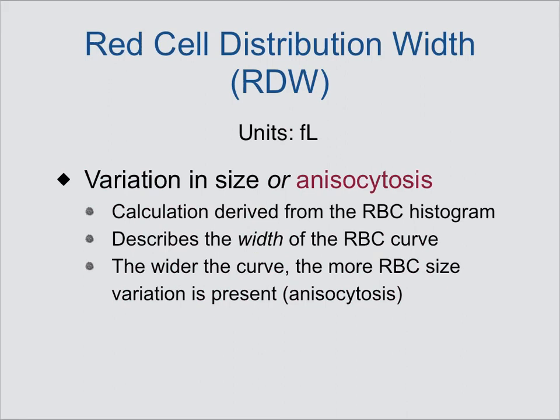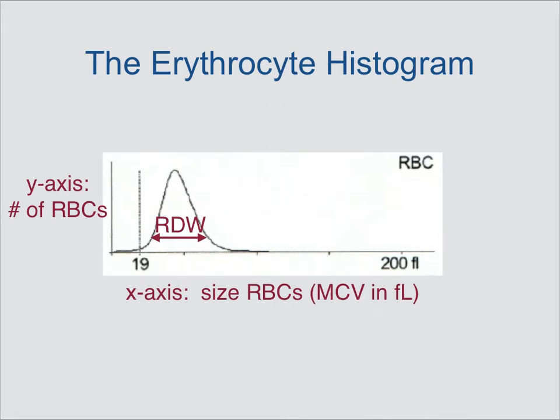Which brings us to the other descriptor of red blood cell size, the RDW, or the red blood cell distribution width, also measured in femtoliters. The RDW describes the variation in erythrocyte size, or anisocytosis, and its calculation is derived from the red cell histogram. As its name suggests, it reflects the width of the curve. The RDW calculation is based on the standard deviation of the curve, so the tails at each extreme are excluded. The wider the curve, or the higher the RDW, the more red blood cell size variation is present.